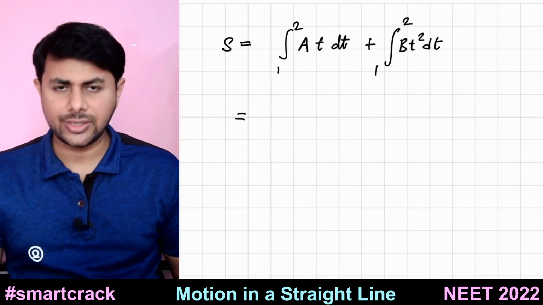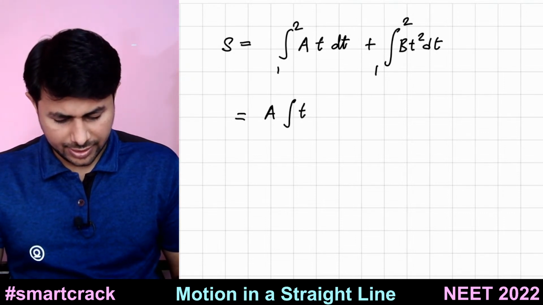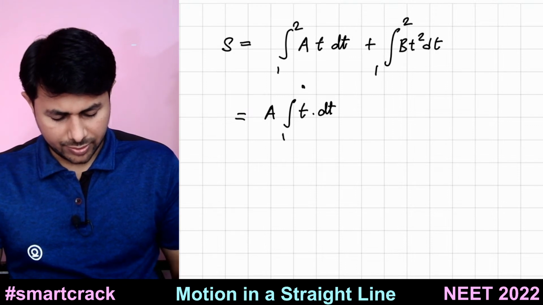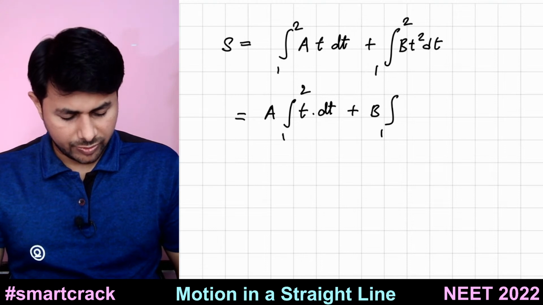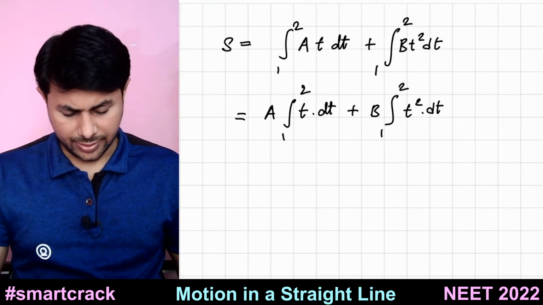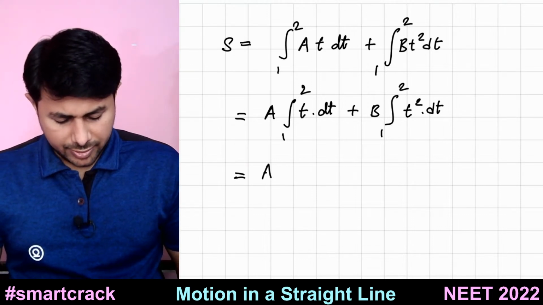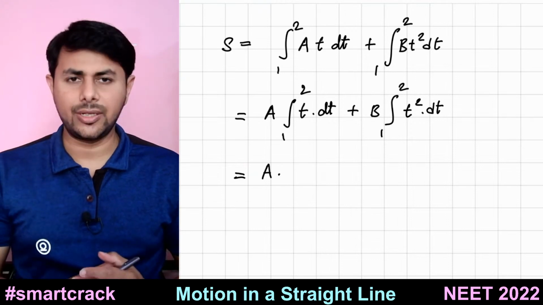And a and b are constants, so we can take them outside of the integral. So it is a times the integral of t dt from 1 to 2, plus b also we can take outside, so the integral from 1 to 2 of t square dt. Okay. And then we have the integral of t. What is the integral of t?